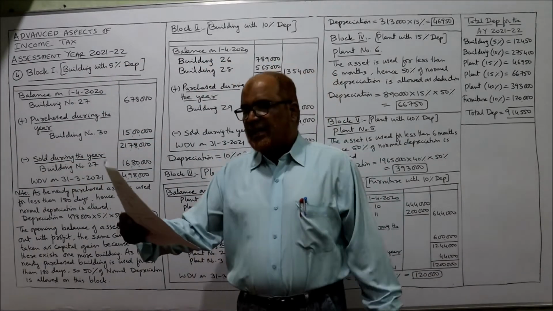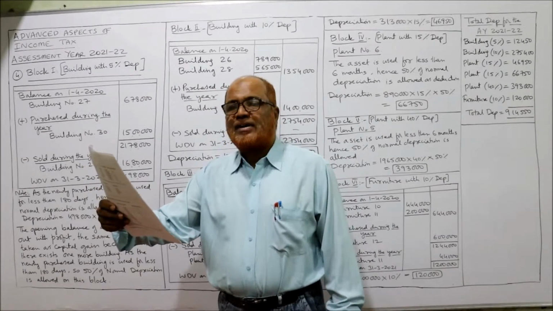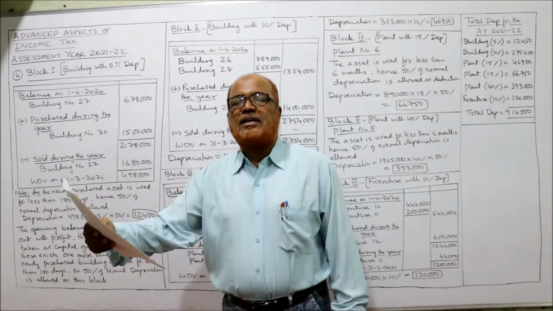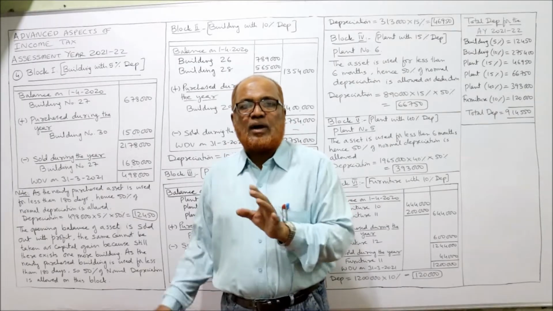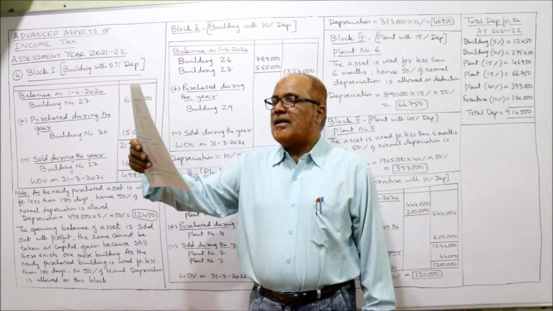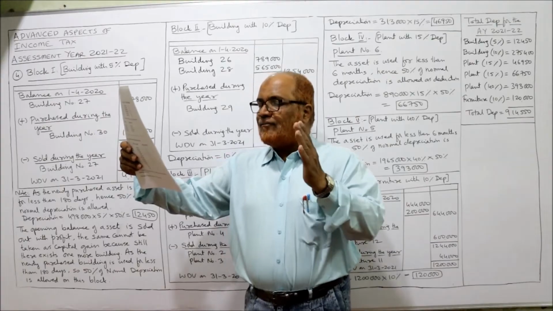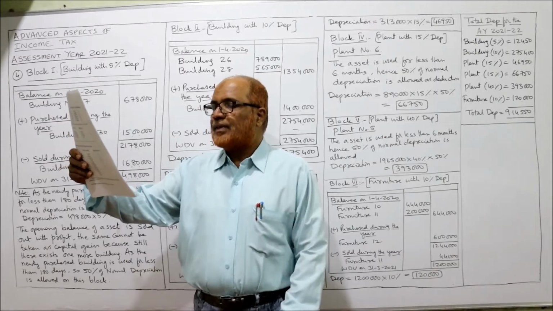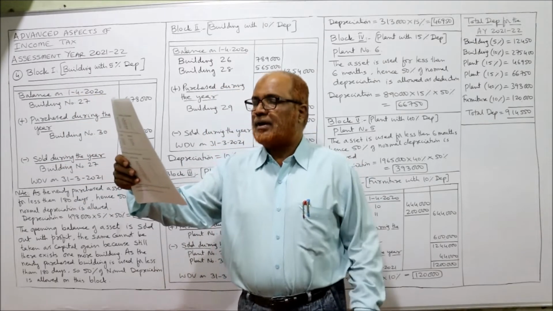Now I am starting problem number 4. Mr. Srinivas Rao owns the following assets on 1st April 2020. Find out the amount of depreciation for the assessment year 21-22. At the beginning of the year, 1st April 2020, what assets does Srinivas Rao have? Building number 26, building number 27, building number 28, 3 buildings. Then plant number 1, furniture number 10, plant 2, plant 3, furniture 11. So at the beginning of the year, 3 kinds of assets are there: building, plant and furniture.